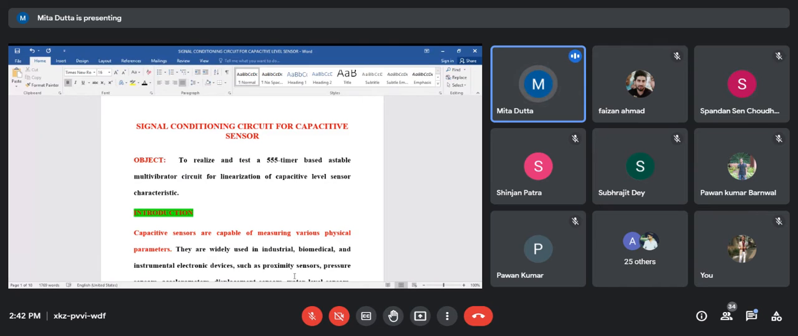Now, one of the purposes of the signal conditioning circuit is to do linearization. Okay, hold on, please. I haven't started my recording yet. Let me do that.